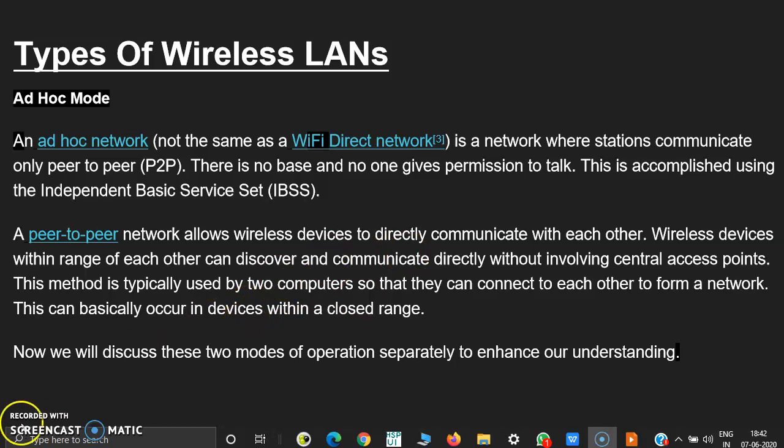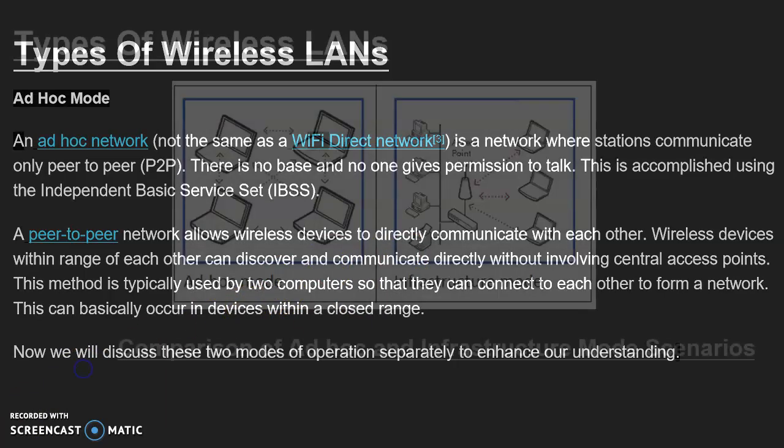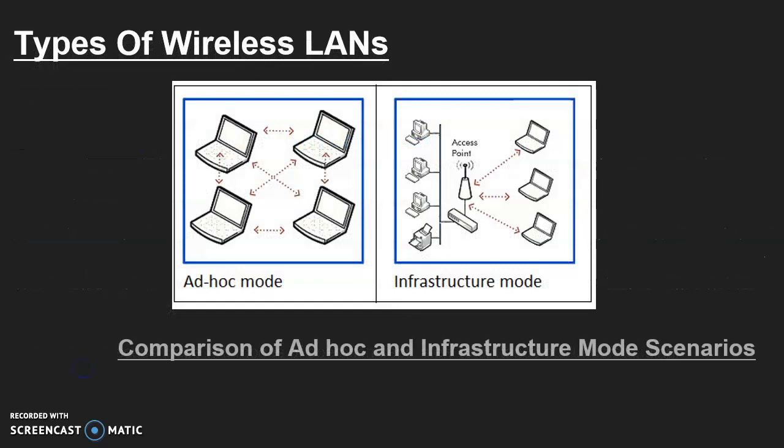Now we will see a photo which will make our concepts more clear. In this picture, we can easily see the difference between the ad hoc mode and the infrastructure mode. In infrastructure mode, there is extra hardware needed, that is the access point, and all the other nodes need to be in the range of the access point to communicate with each other. But in the ad hoc mode, if the nodes are within range of other nodes, they can easily communicate with each other and there is no involvement of access points.